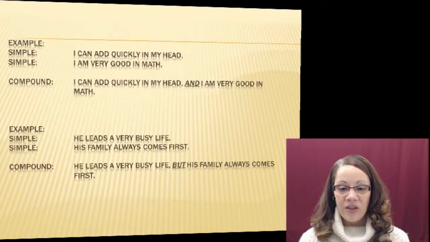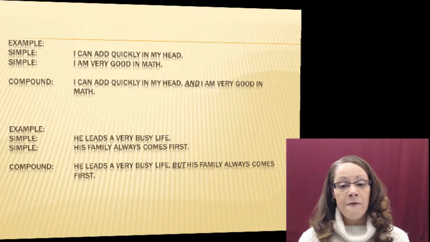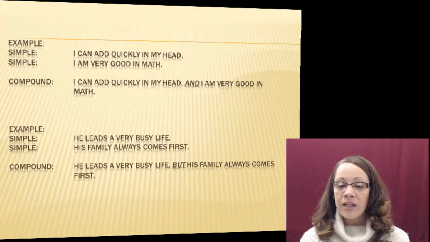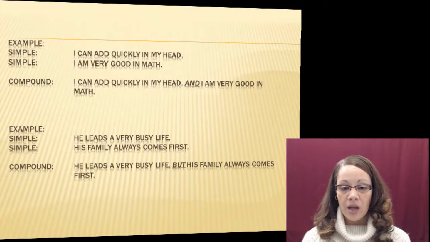leads, one complete thought. The second simple sentence, or independent clause, is his family always comes first. Let me find my verb. Comes. Who or what comes? Family comes. So family is my subject of the sentence, and I have one complete thought. His family always comes first.